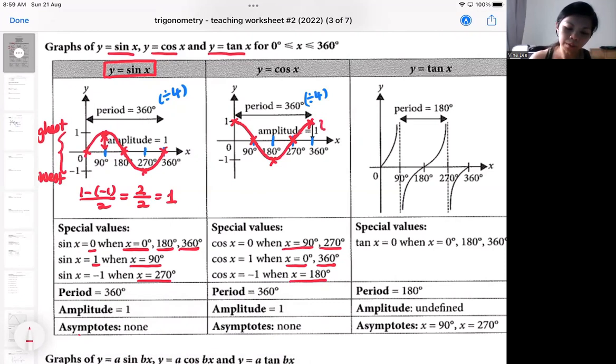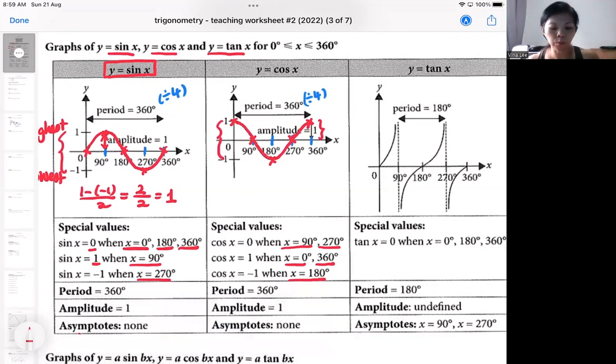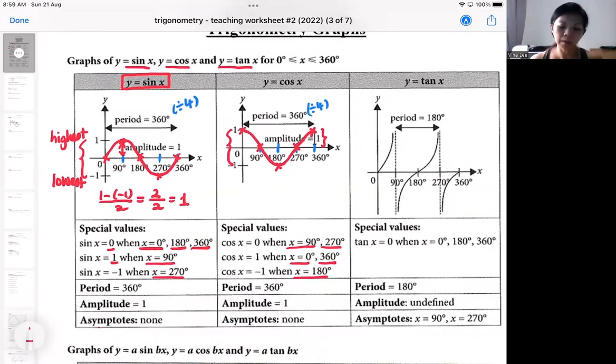This is the amplitude. It will be from the highest, you do the same thing, highest minus the lowest, divide by 2. It will give you the amplitude.